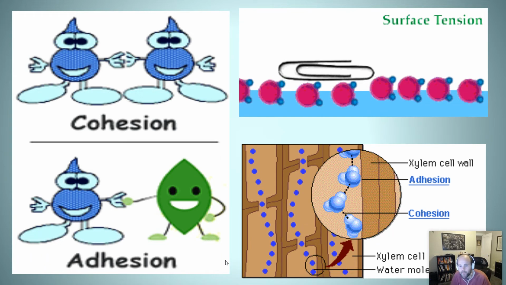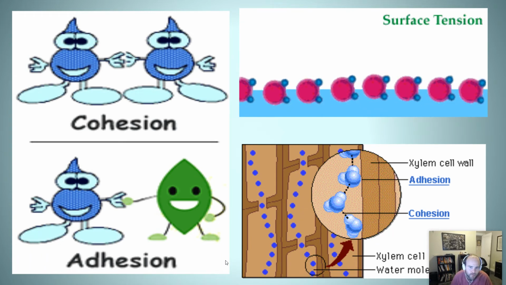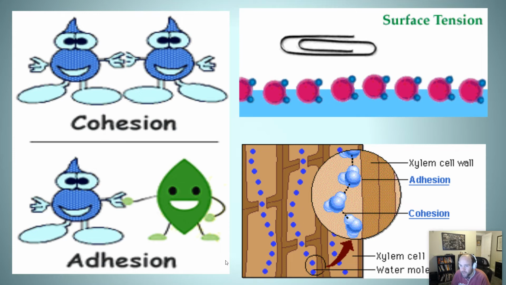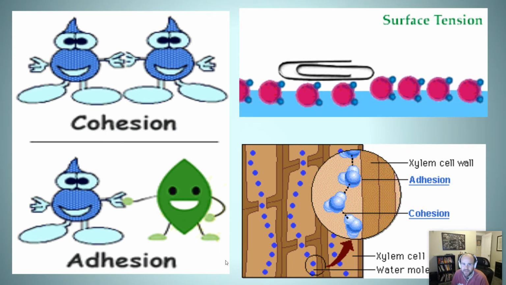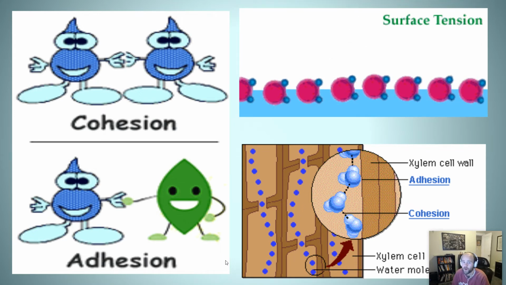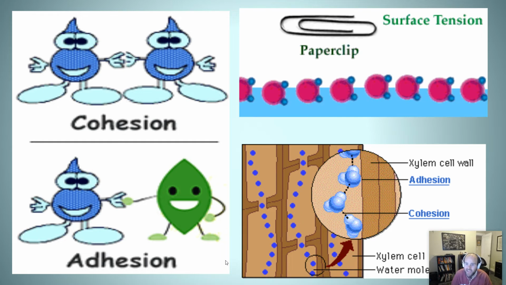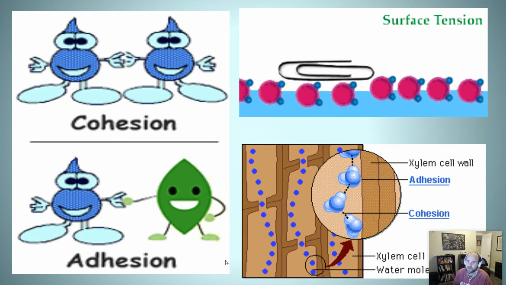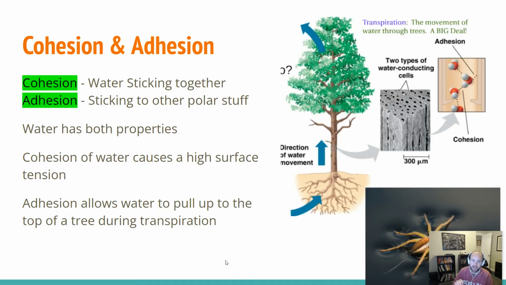Another cool thing about this polarity and hydrogen bonding is things like cohesion, where water molecules will stick together, and adhesion, where water molecules will stick to other polar objects. So, cohesion, working together. Adhesion is where they're sticking to other polar objects. Water has both of these abilities and it allows for a lot of really cool things.